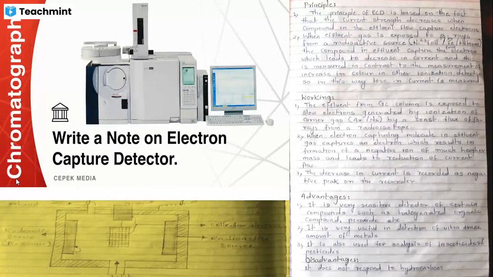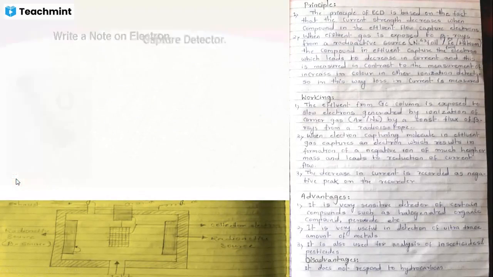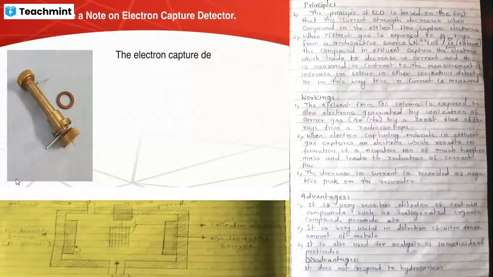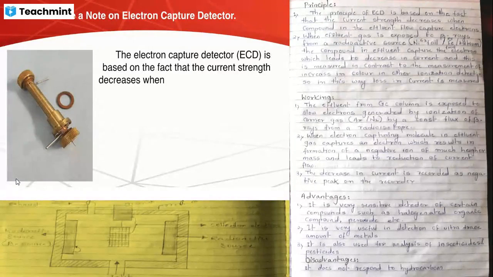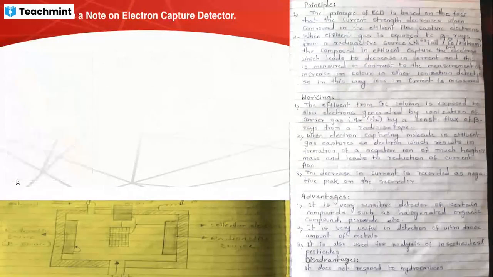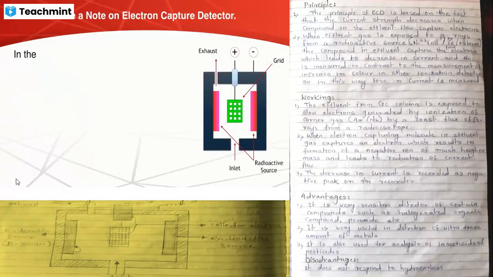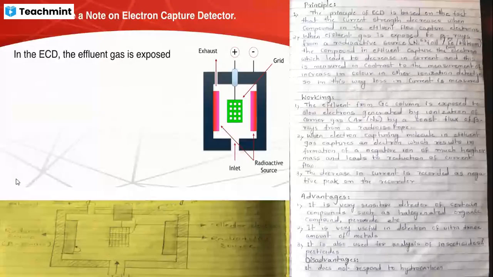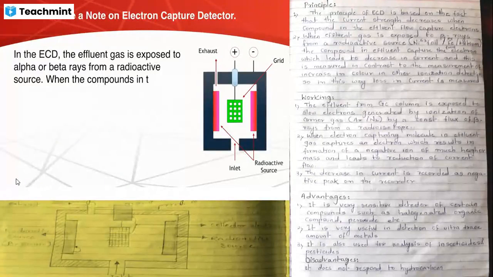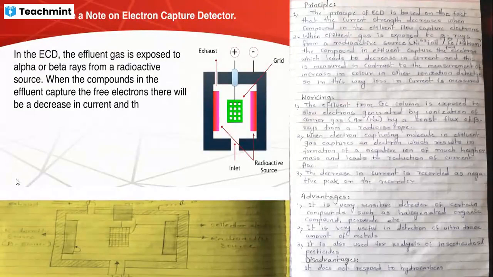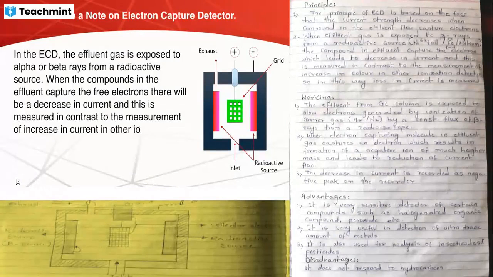Write a note on electron capture detector. The electron capture detector, or ECD, is based on the fact that the current strength decreases when compounds in the effluent flow capture electrons. In the ECD, the effluent gas is exposed to alpha or beta rays from the radioactive source. When the compounds in the effluent capture the free electrons, there will be a decrease in current, and this is measured in contrast to the measurement of increase in current in other ionization detectors.